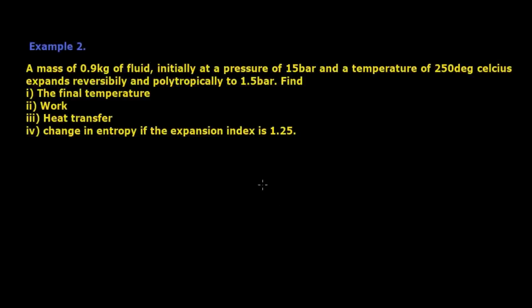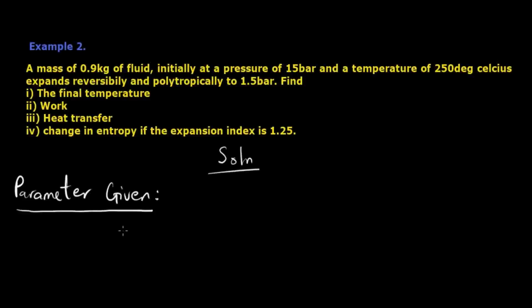Find the final temperature, work, heat transfer, and change in entropy if the expansion index is 1.25. Yes, it sounds difficult, of course, but you firstly write your parameters that way, it will not look difficult again. So parameters given, so we have our expansion index n, which is 1.25.